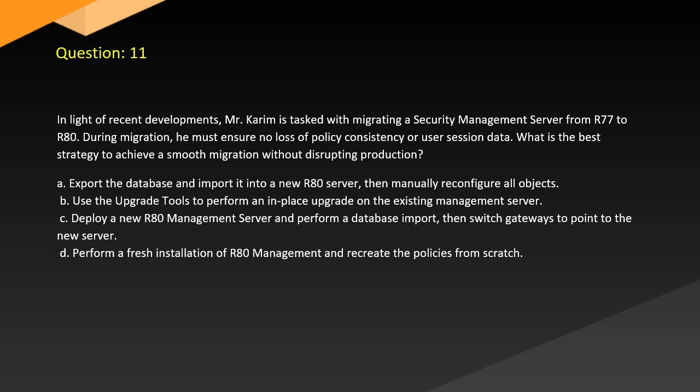A. Export the database and import it into a new R server, then manually reconfigure all objects. B. Use the upgrade tools to perform an in-place upgrade on the existing management server. C. Deploy a new R management server and perform a database import, then switch gateways to point to the new server. D. Perform a fresh installation of R management and recreate the policies from scratch.